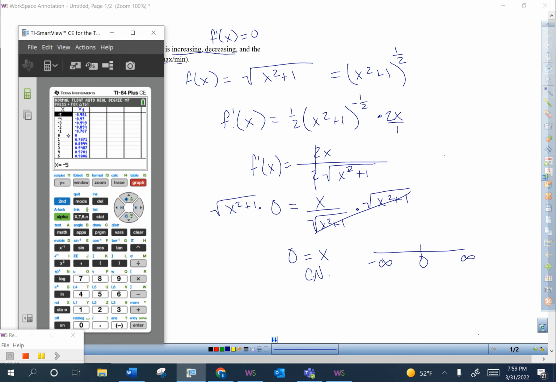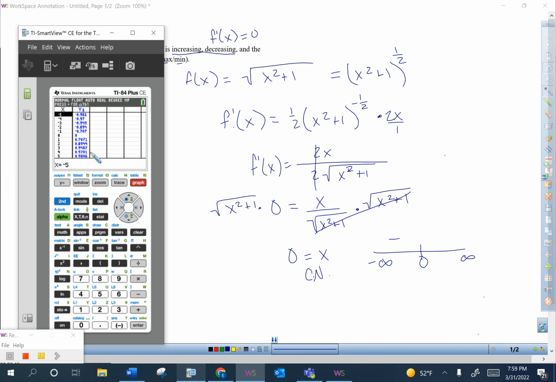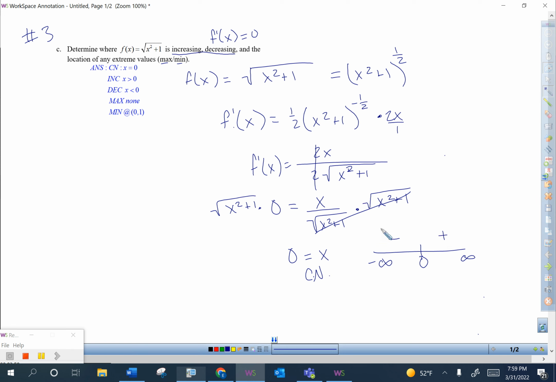So on the back side of 0, all of those are negative values, so we're just going to jot down a negative. On the front side of 0, there are positive values. That tells you here we are decreasing, and here we are increasing. And those are our intervals: from negative infinity to 0, decreasing, and from 0 to infinity, increasing.